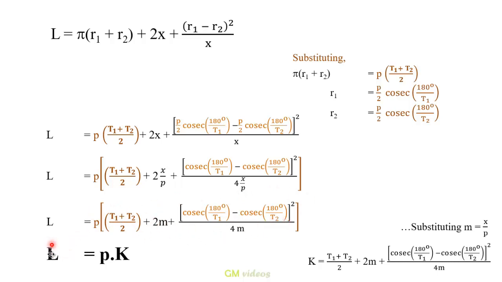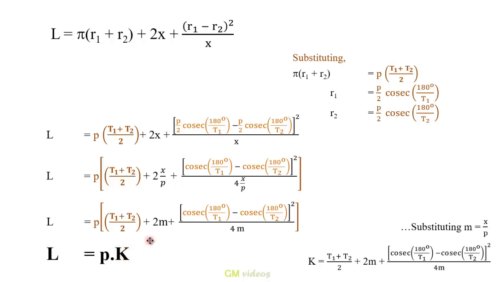I can now write length of a chain is equal to pitch p into k. Now let us understand what is k. Now length of a chain will always be expressed as pitch into the number of links that are present in the chain. So with that analogy, k is nothing but the number of links that are present in the chain.